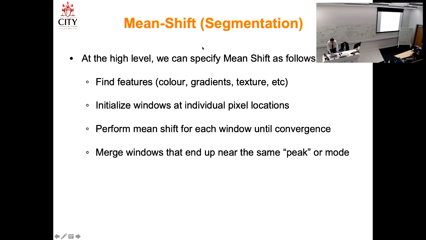So the idea of mean shift is also very simple. We can find features, whatever features we have in our model. You can say color, you can say texture, whatever feature you have. Initialize windows at individual pixel locations. Perform mean shift for each window until convergence. And merge windows that end up near the same peak. So this way, I have another way of clustering.